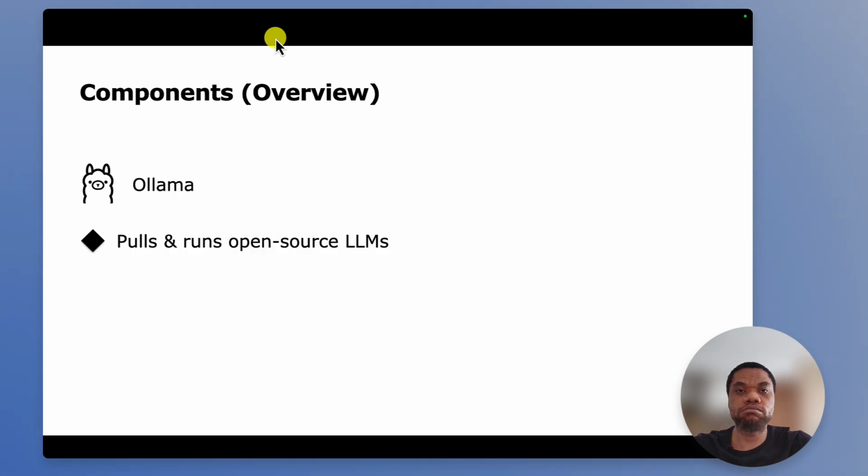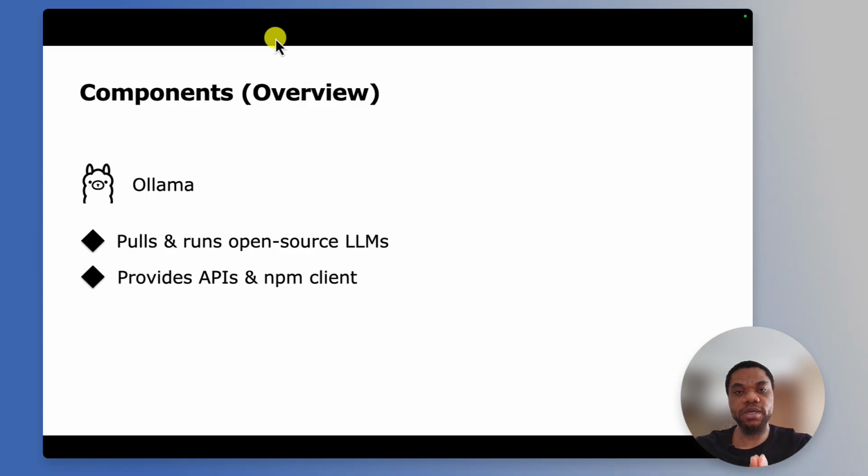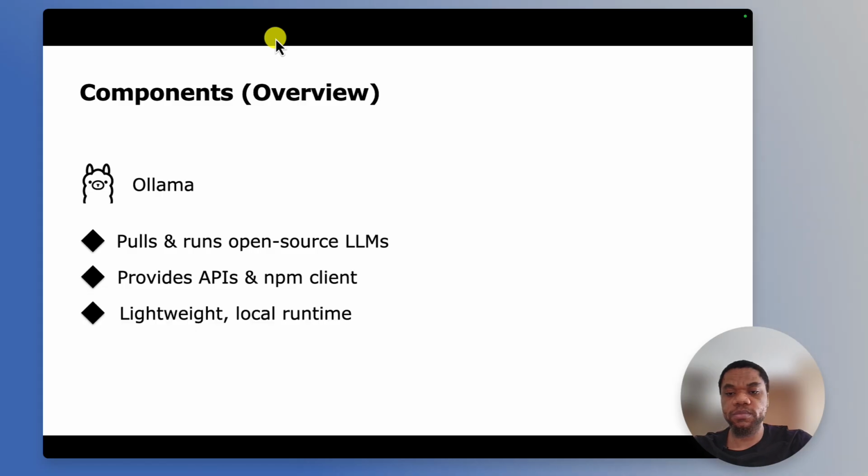The next component is Ollama. Ollama is a runtime that helps us run large language models on our machine. Ollama has a repository of models that we can pull in and run locally. Ollama provides APIs for us to connect to models and get responses from the models. They also have an NPM client library that abstracts away all the API calls that we would have done manually. It's local and it's lightweight.